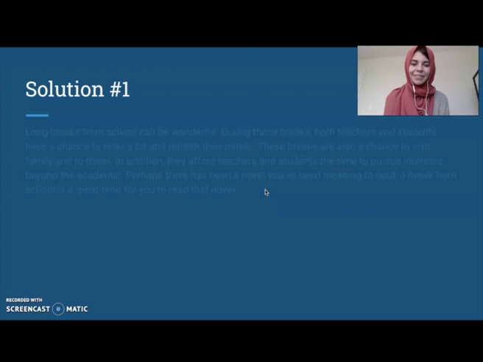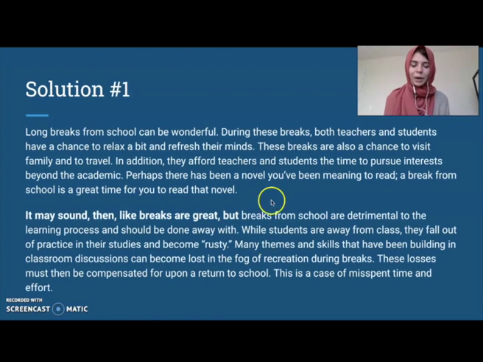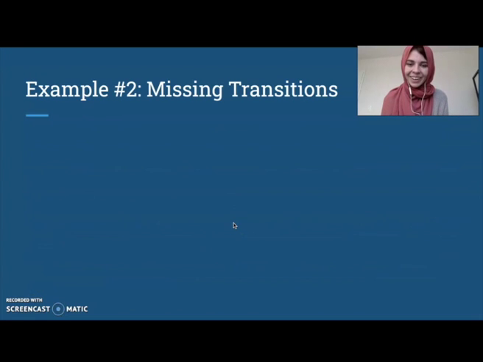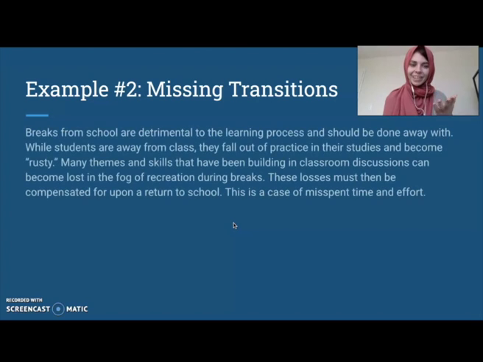Okay, so here we'll go ahead and show you where we've inserted the transition in our paragraph. So just to highlight a little bit, perhaps there's a novel you've been meaning to read. A break from school is a great time for you to read that novel. It may sound then like breaks are great, but breaks from school are detrimental to the learning process and should be done away with. So this is a great way for us to link the idea that it may sound like breaks are great, but on the other hand, it's not actually helpful for learning. Okay, so I hope that's a good first example about how we can relate those together if they're contrastive.